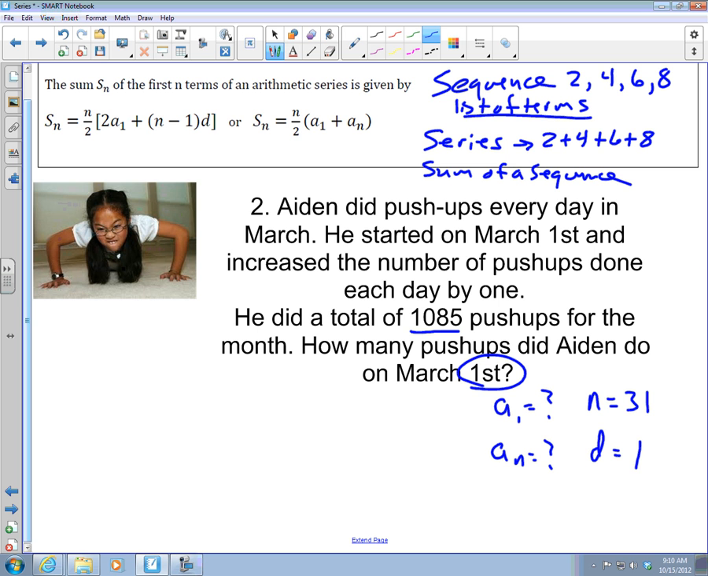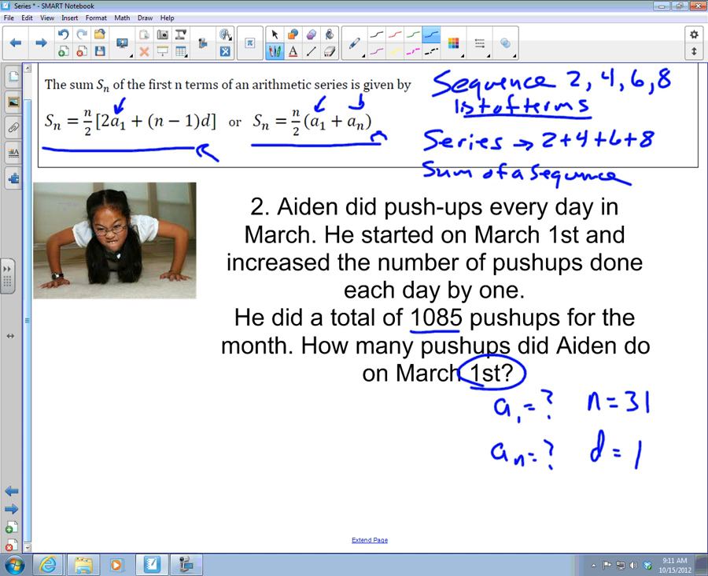So these two formulas here basically do the same thing. This is a little more broken down and easier. This one's a little bit more complicated, but we only need to find a sub 1 here. This one you need a sub 1 and a sub n, starting point and the last term in your sequence. So we're going to use this first equation up here.